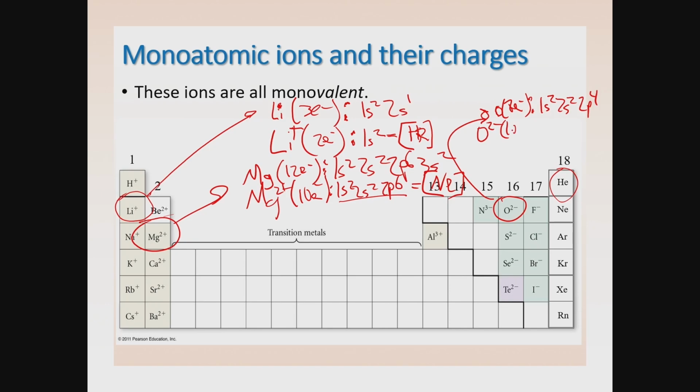It becomes oxide. It has 10 electrons, and its configuration is 1s2, 2s2, 2p6. So oxide here has neon's 10 electrons, and so it has neon's electron configuration, which stabilizes it. So I think what you can see is all of these ions here have the charges they do because that was the necessary number of electrons to either gain or lose to get a noble gas configuration.